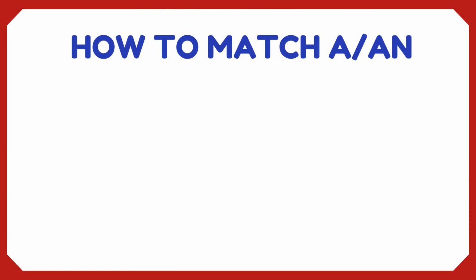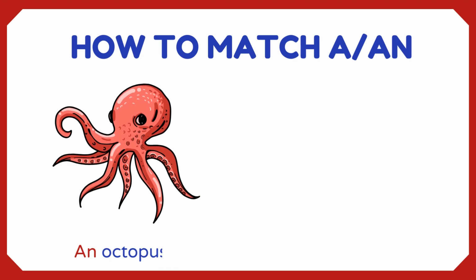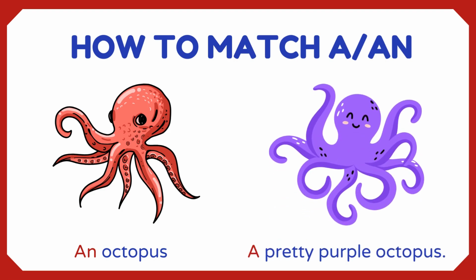A or an depends on the word directly after it, even if that's not its noun. So if we had an octopus, we would use an. But if we had a pretty purple octopus, we would use a to match the next word, which is pretty.